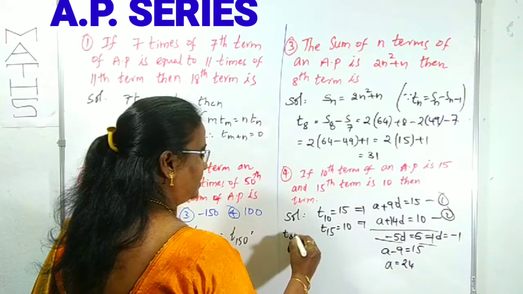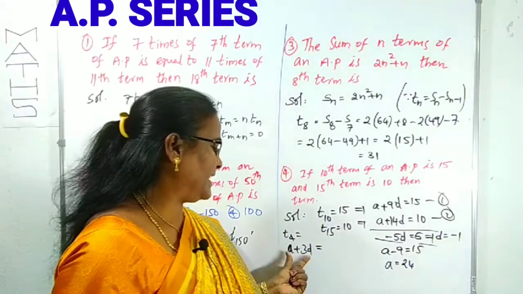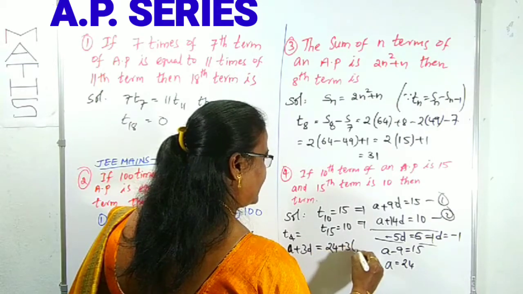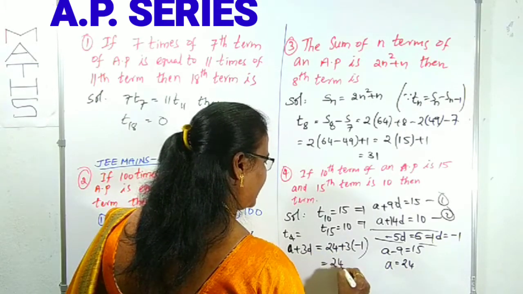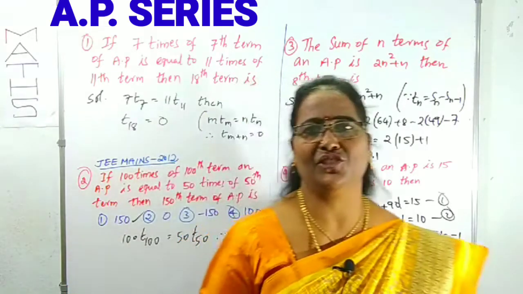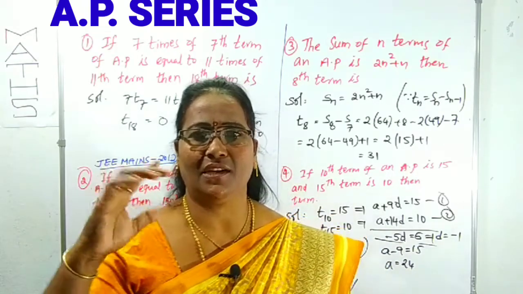So you have to minimize the steps. Don't write all those steps. A plus 3D: A is 24, plus 3 into D, which is minus 1. That is 24 minus 3, which is 21. This is the required 4th term. Is it clear? Just concentrate.